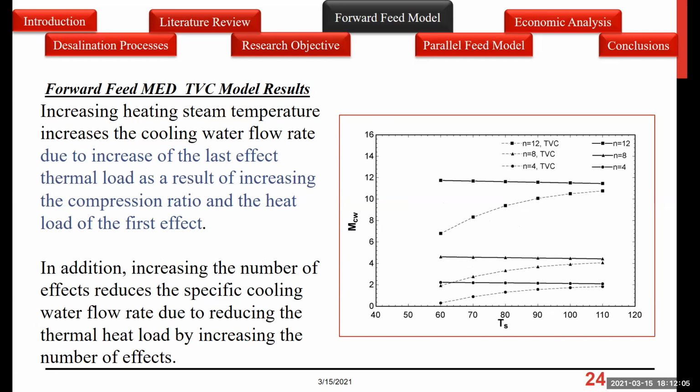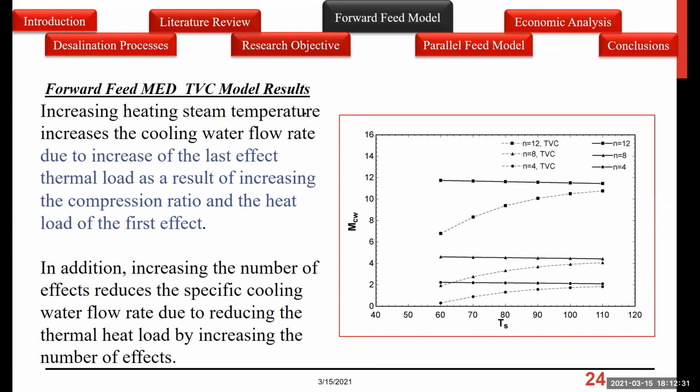The forward feed system has also been analyzed for the mass flow rate of the cooling water. Remember, in the last effect, we are taking part of the vapor to be entrained in the TVC. Accordingly, the remainder will go to the condenser. So the amount of water that will go to the condenser is going to be less. And that's why the specific mass flow rate of the cooling water is less.